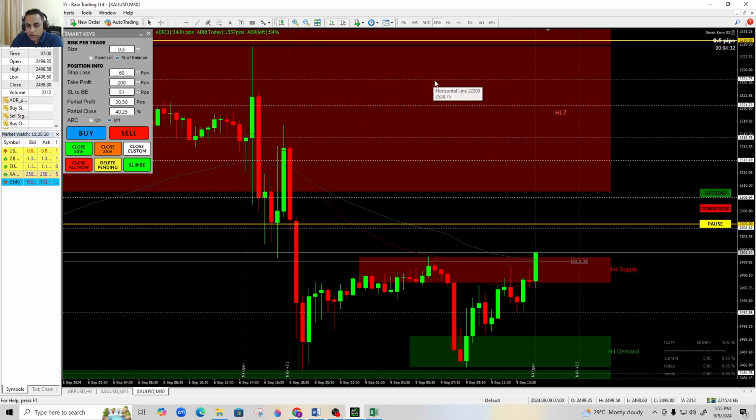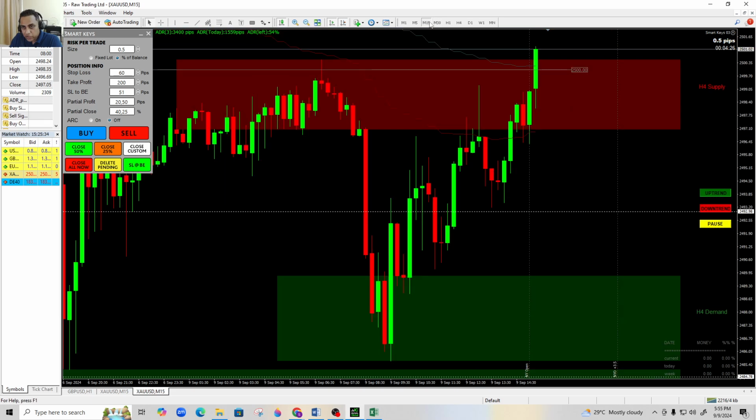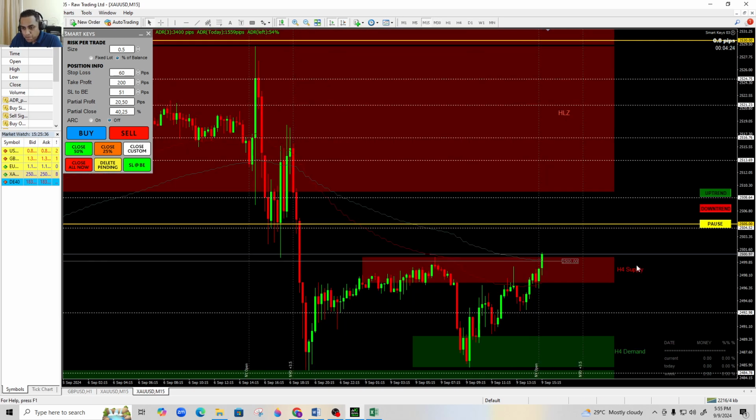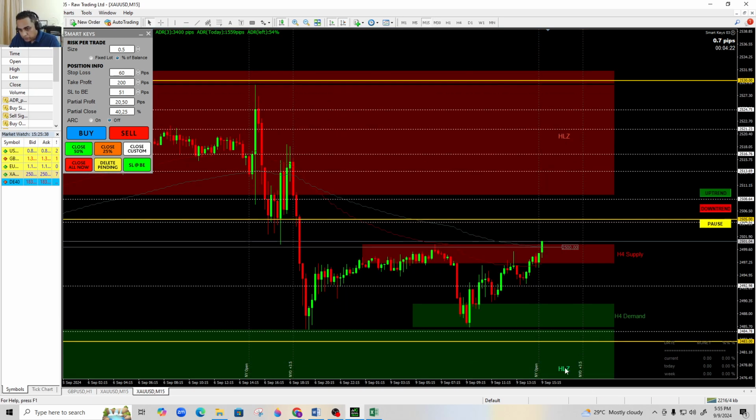Okay, let's look at this. Price did break through. Price did break that H4 supply zone as we expected. Now this becomes a high liquidity zone. Let me bring that closer here.